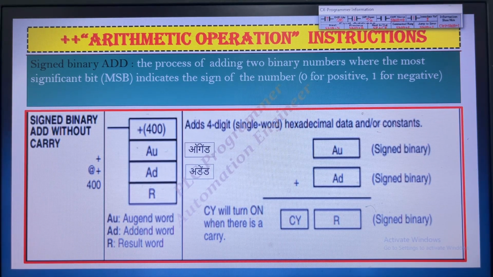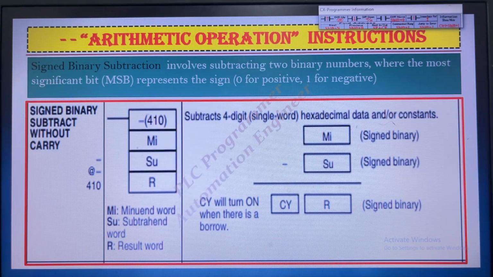And the next section is subtract. Signed binary add is the process of adding two binary numbers where the most significant bit indicates the sign of the number, 0 for positive and 1 for negative. Subtract: MI means minuend and SU means subtrahend, and R is the result, involving subtracting two binary numbers where the most significant bit represents the sign, 0 for positive and 1 for negative.